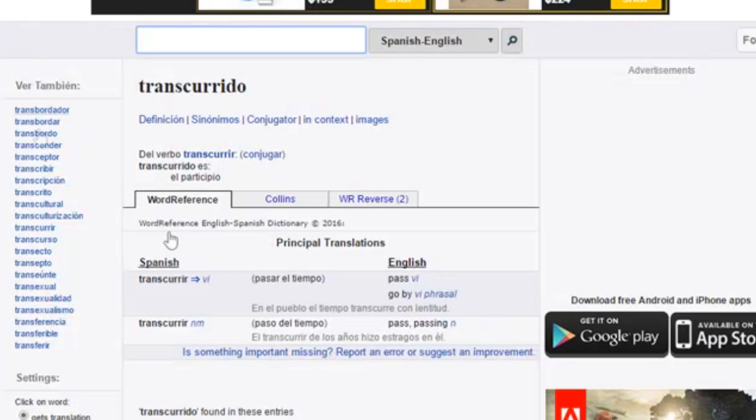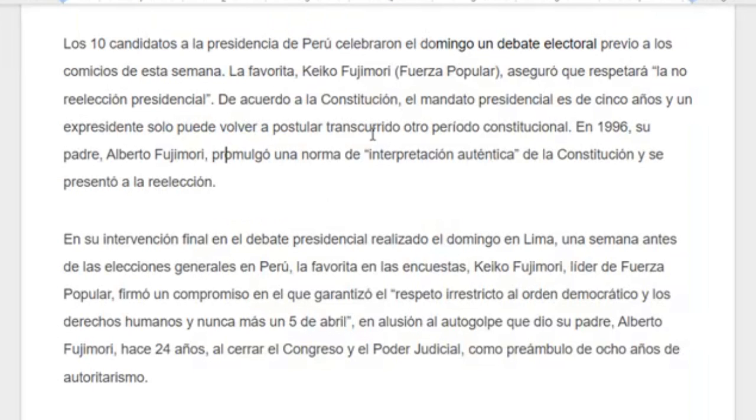Let's look up pass, go by. Okay, so that's what it is. An ex-president can only run again, postular, volver a postular, run again, after another constitutional period has passed. Transcurrido is passed. So another constitutional period will be 5 years. In 1996, her father, Alberto Fujimori, enacted a policy of authentic interpretation of the Constitution and presented himself for re-election. So basically, you have to wait 5 years to run for re-election. In 1996, he authentically interpreted the Constitution and ran again right away.